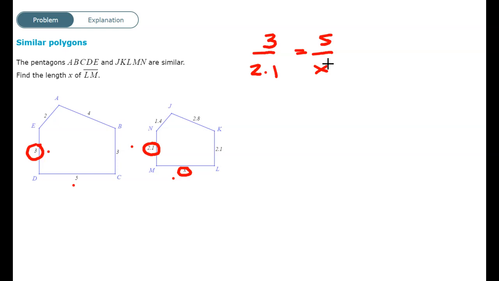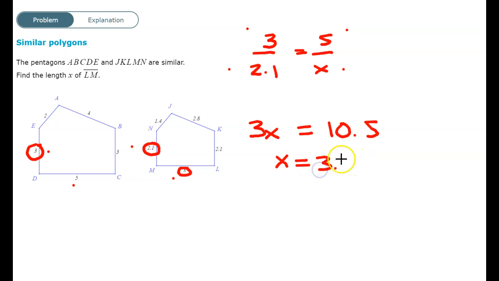And then we're just going to go ahead and cross multiply. And when I cross multiply, I do 3 times X, and that gives me 3X. Then I'm going to do 5 times 2.1, and that's going to be 10.5. And then I just need to do 10.5 divided by 3, and that would be X is equal to 3.5.